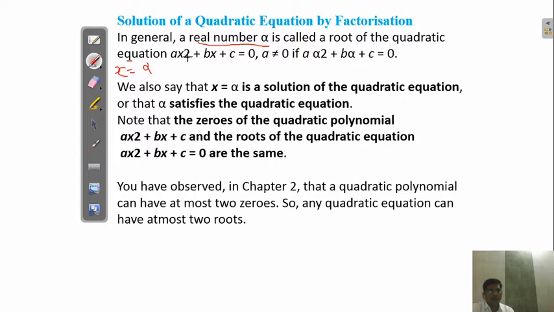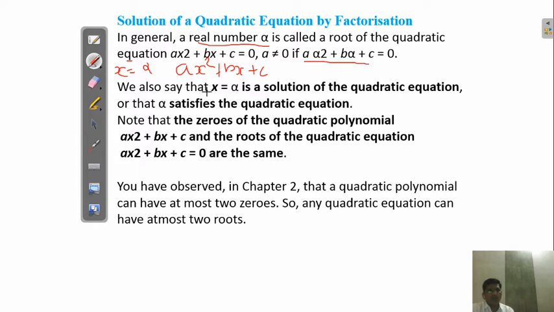Our standard form we already know: ax square plus bx plus c. So x is equal to alpha, again: a alpha square plus b alpha plus c is equal to 0.